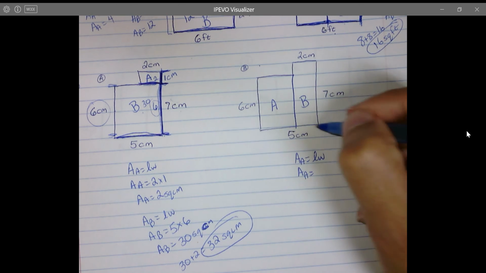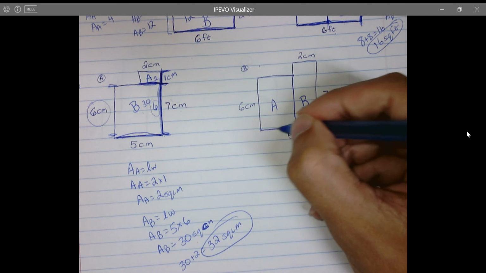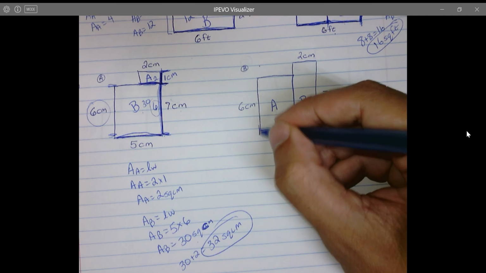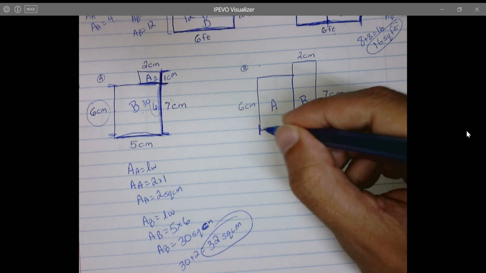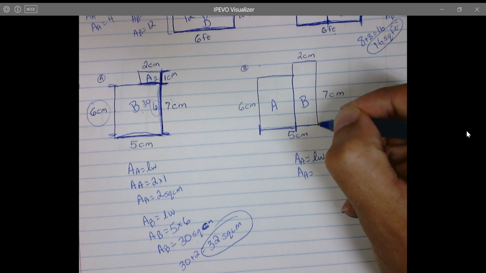From here all the way to here is 5. That's not going to help me out because I just want to stop right here. So this is really from here. This is what I want to know. Well, do I know what this section is?